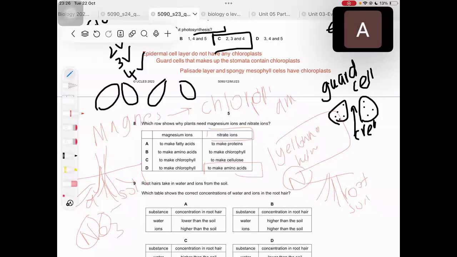Plus, without nitrate ions, you will have yellowed leaves, as well as stunted growth. That means you'll have poor growth, right? Therefore, the answer will be D.